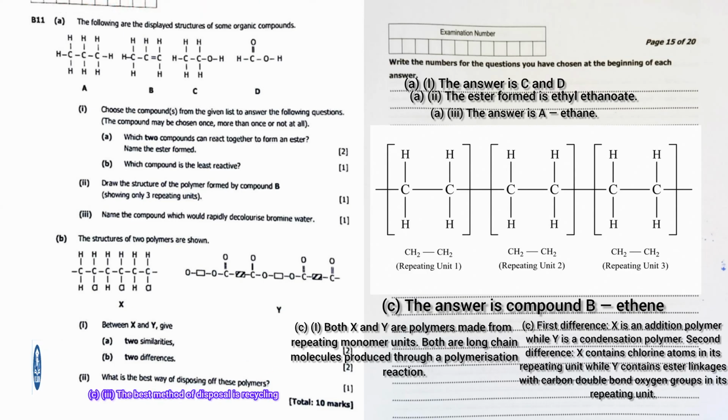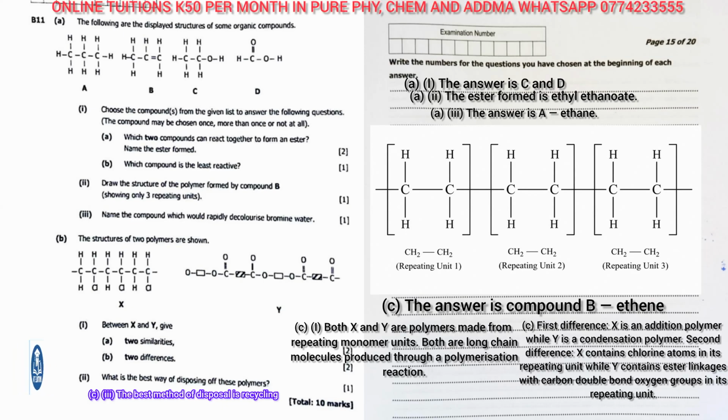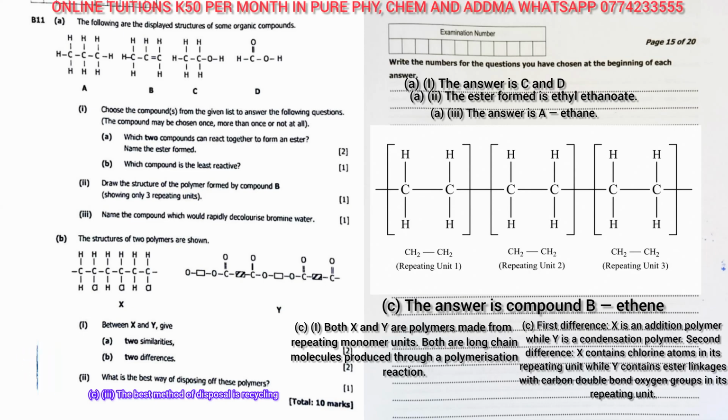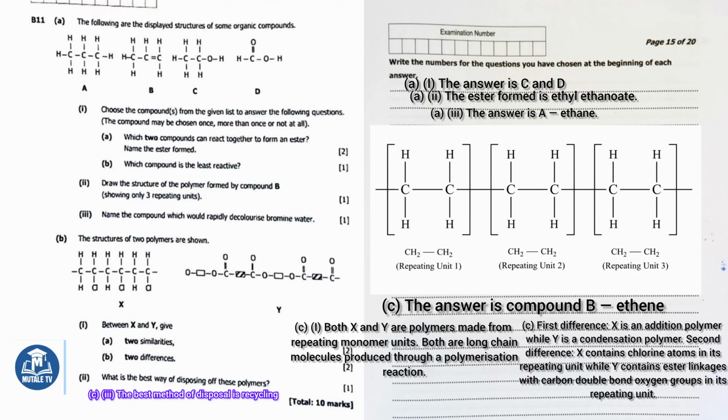The best method of disposal is recycling. These polymers are non-biodegradable, meaning they do not break down naturally in the environment. Burning them releases toxic gases, including hydrogen chloride from PVC. Recycling reduces environmental pollution and conserves raw materials at the same time. That gives you your 10 marks for question B11.